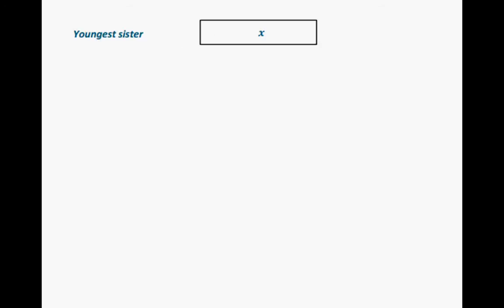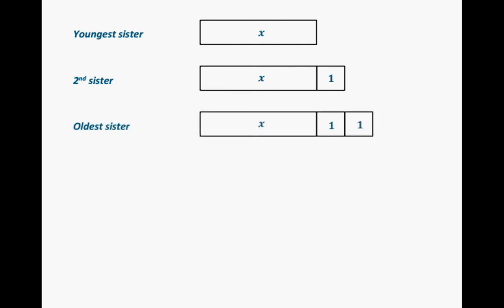consider the youngest sister as x, some age, well, then the next sister would be x plus 1 because it is consecutive, so it'd be the next number. And the oldest sister would be the age of the younger sister plus 2 because it would be 1 more than the second sister and 2 more than the youngest sister. And altogether, all three of these would equal 45.